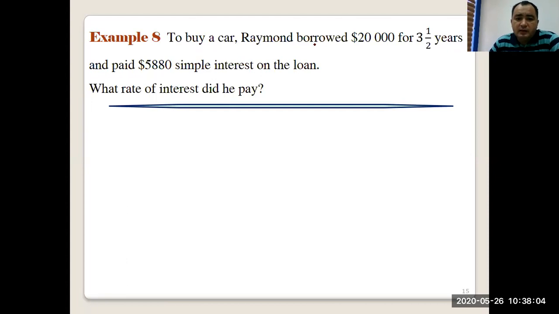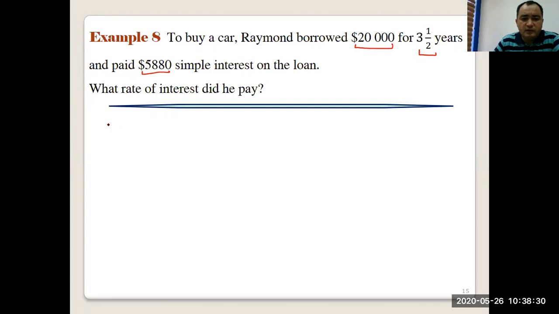To buy a car, Raymond borrowed $20,000 for 3.5 years and paid $5,880 simple interest on the loan. What rate of interest did he pay? Okay, here the amount that he borrowed is given, the P, and the time is given, and also interest is given. Here the question is R.